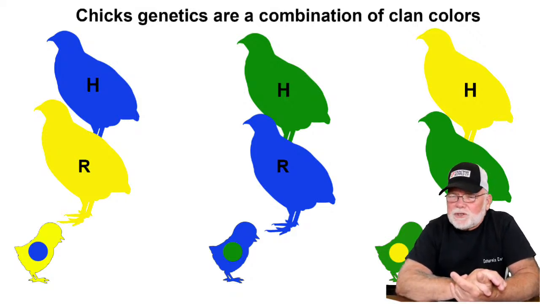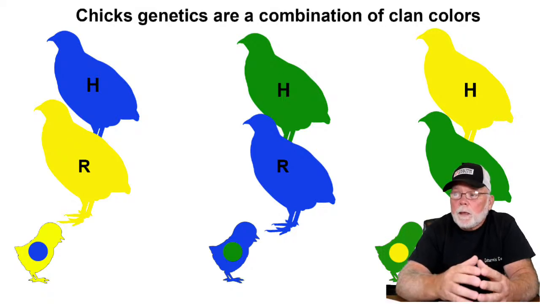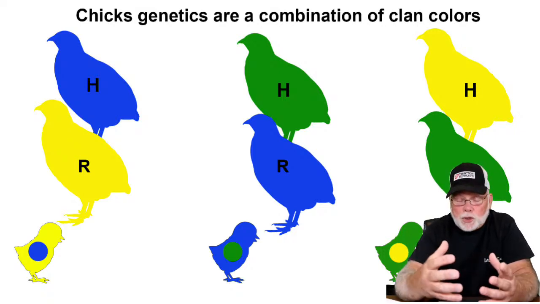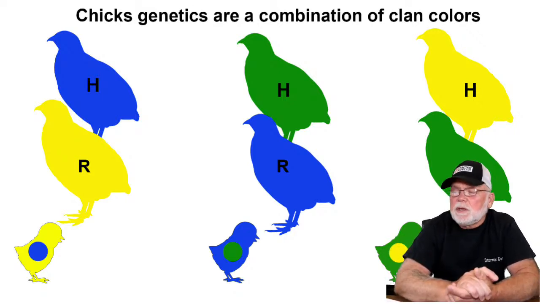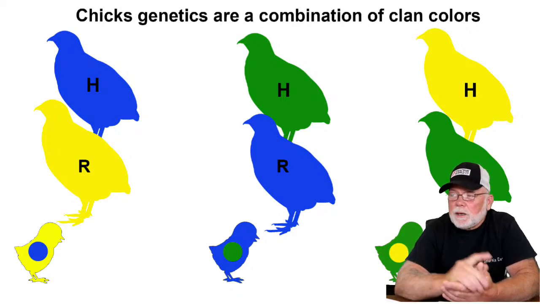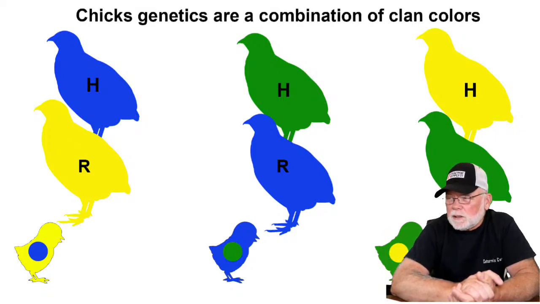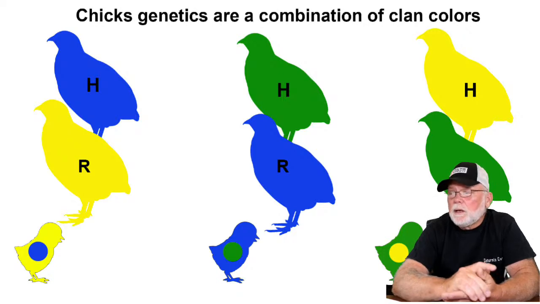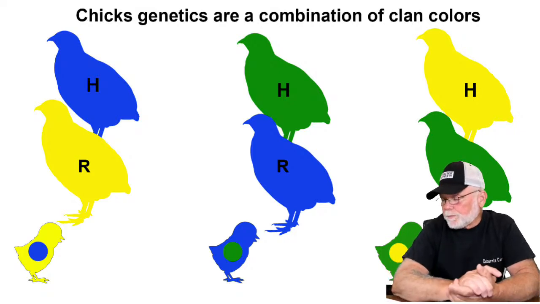Okay, the chicks' genetics are going to be a combination of the clan colors. So if you've got a yellow rooster who is in with the blue clan, your chicks are going to be blue chicks, because they're coming from the blue clan. And I actually kind of have the dots backwards on these. It should be a blue chick with a yellow dot, but you get what I mean. And then the green hen, her chick is considered to be in the green, but she's also carrying genetics from the blue. So you can use that in your record keeping.